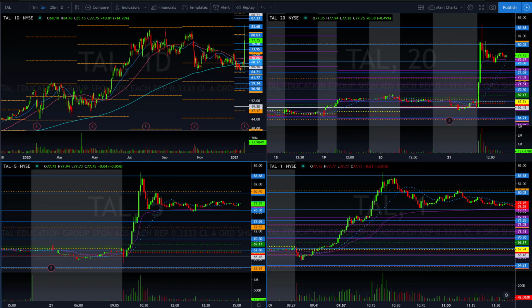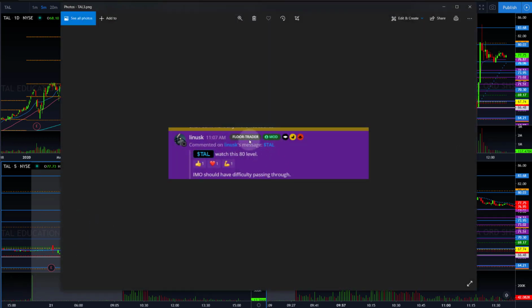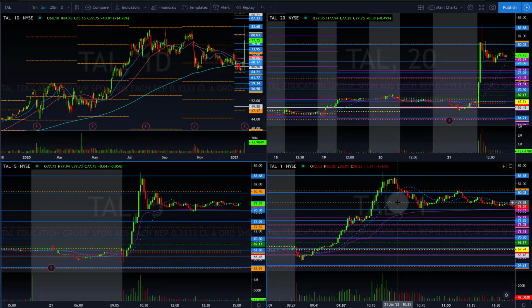I think I posted about that 80 base a couple of times. Now at around 11:07 I said watch that 80 level. In my opinion, it should have difficulty passing through that level. So why did I say that? Because of what I saw here. It came down all the way to 76, 75, just before that monthly pivot, and started slowly trending higher towards that 80. It's an area, not a particular price level. And that's the reason why I posted that.